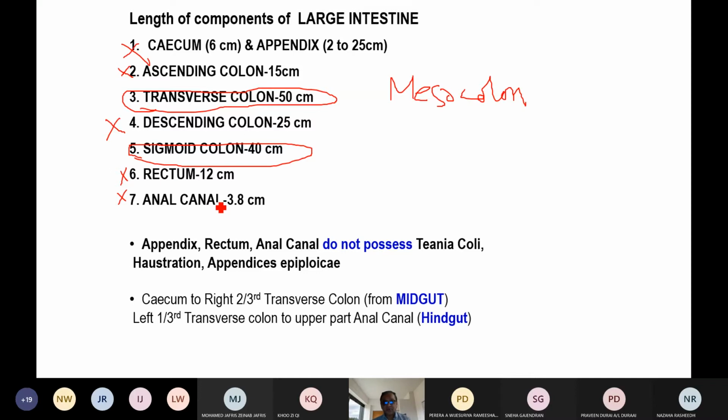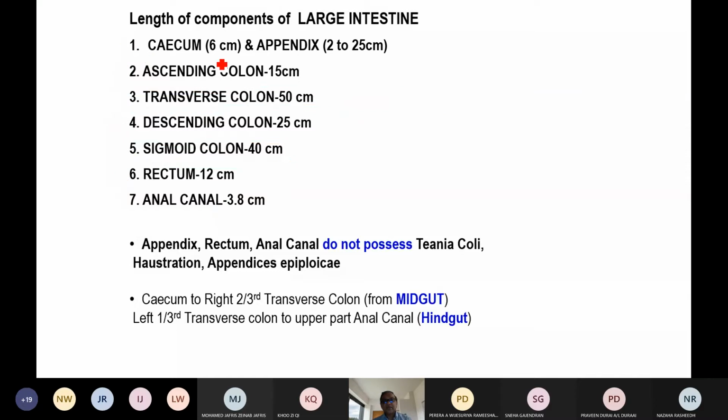And it forms mesocolon. If you see the length also here, cecum, I told you the width is more. Appendix is around 2 to 25, but it depends. Ascending colon and descending colon are almost similar, but the descending colon is longer. Rectum is straight, 12 centimeters. So we already noted that for MCQ purposes. Also, the appendix does not contain any tinea coli, the rectum does not contain any tinea coli, and the anal canal also.